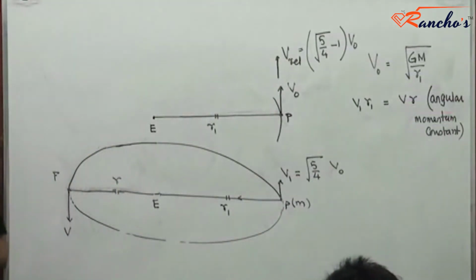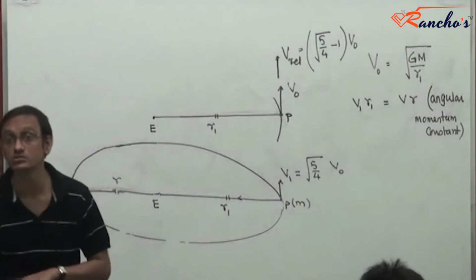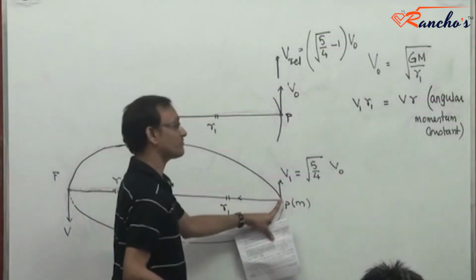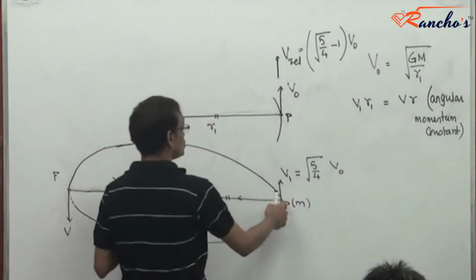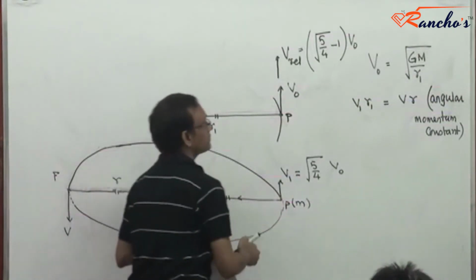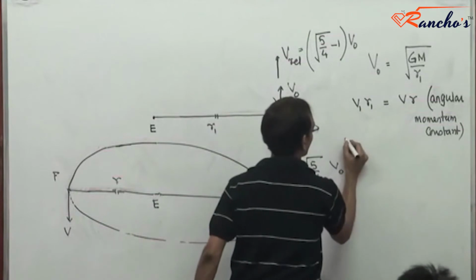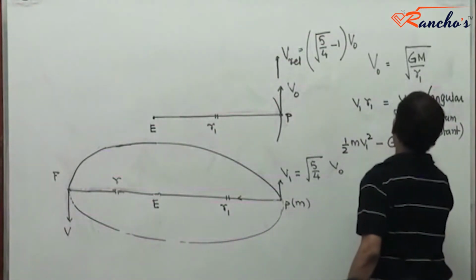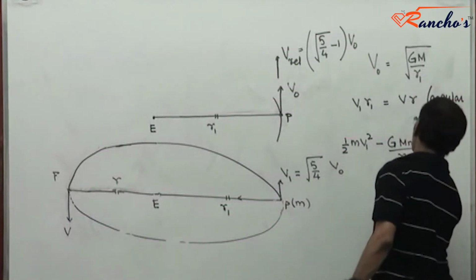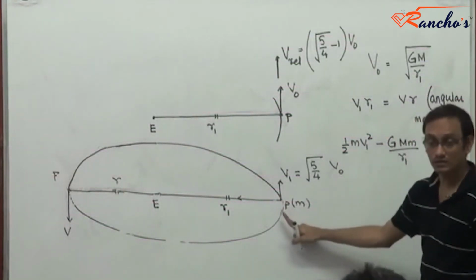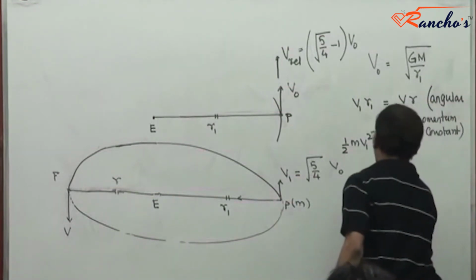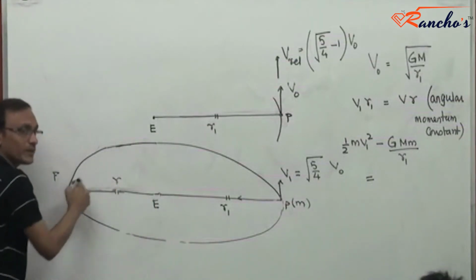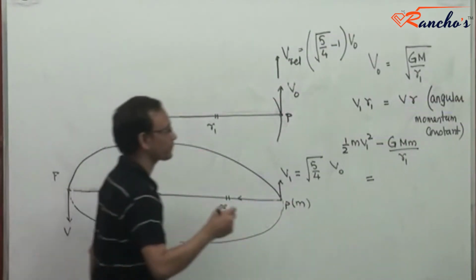Also, there are no dissipative forces, so the total mechanical energy will remain constant all the time. What's the total mechanical energy here? Half m V1 squared minus GMm divided by R1. That's the total mechanical energy at P, the closest point, right? And that must be equal to the total mechanical energy here, half m v squared minus GMm by r.